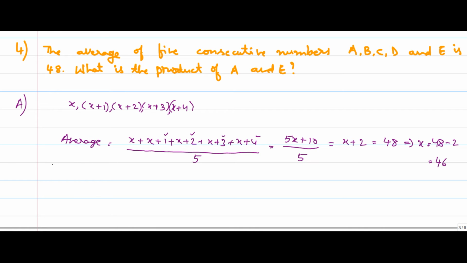So now we can say that therefore first number x is equal to 46, therefore A is equal to 46, and the last number E is equal to x plus 4, which is equal to 50. Therefore product of these two, A into E, is equal to 46 into 50, which is equal to 2300. So this is the answer. Let's move on to the next question.